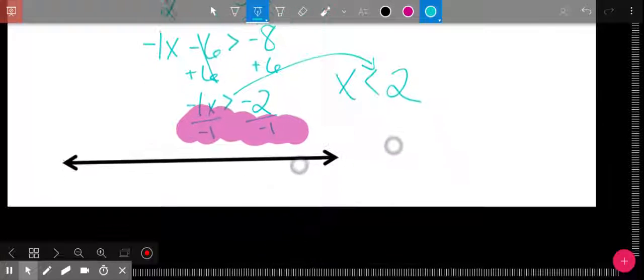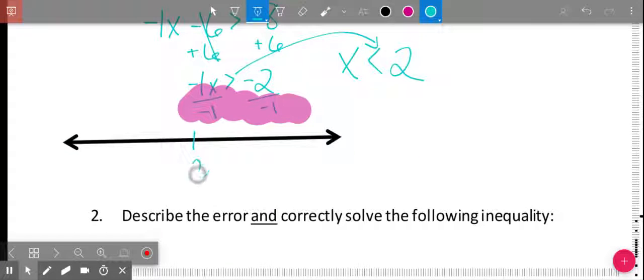So now I can graph this. The 2 goes in the middle. I need 2 numbers that are bigger and 2 numbers that are smaller. We already talked about it being an open dot, so don't forget that. It's an open dot, and I want all the x's that are less than 2. Well, I know 0 is less than 2, so I'm going to shade where the 0 is. All right.